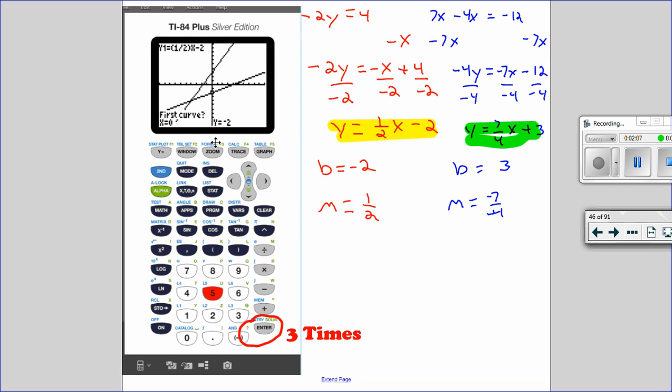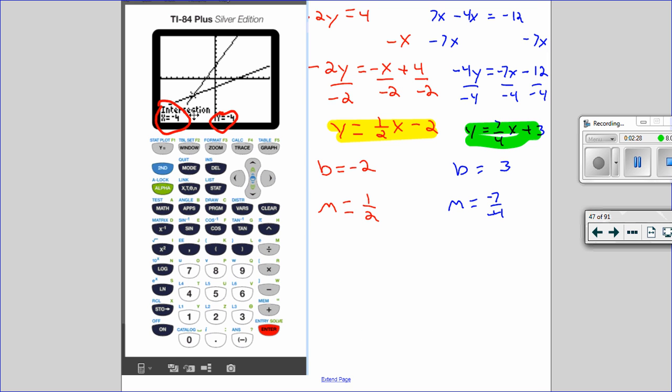There we go. And you'll see first curve and some other stuff here, and it'll have your graph of your lines up here. You wait for the graph to complete, so give it a second or two, and once that's done, you want to hit enter 3 times. So once you hit enter 3 times, it'll put your answers right here. It says intersection with x being -4 and y being -4, and that's your answer. So anytime you already have the equation as y equal 1/2 x minus 2, you can find the answer by using your graphing calculator.